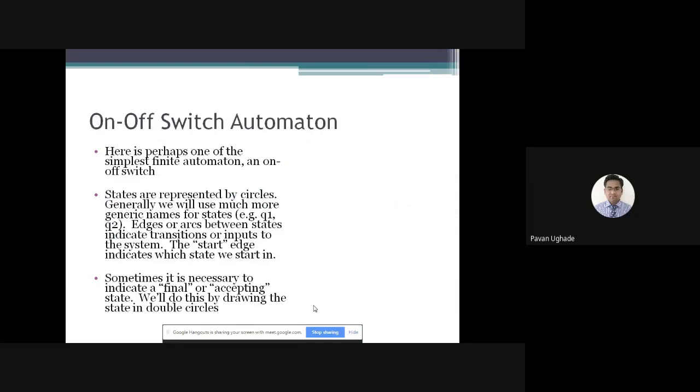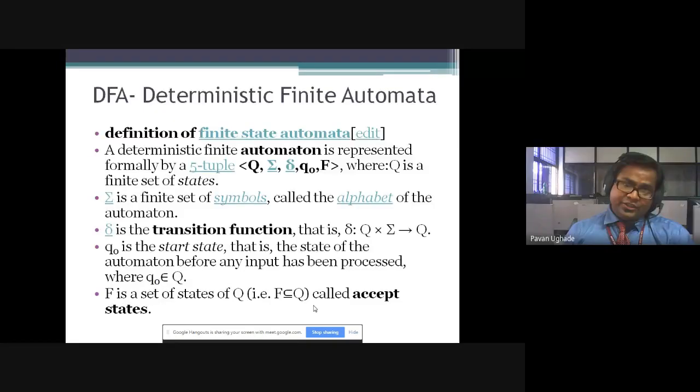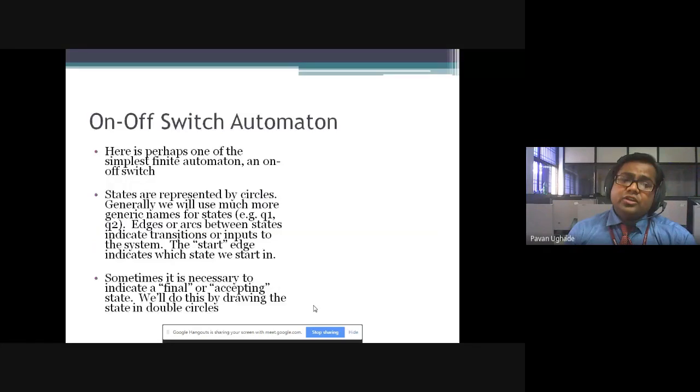Class, I'll take the first example over here, the on-off switch automaton. Now please try to understand what I'll be doing here. On and off switch. What I explain here, if you do not understand, don't worry. I'll be explaining all those concepts with this example. Now, you know, an on and off switch, a two-way switch. What actually happens here?